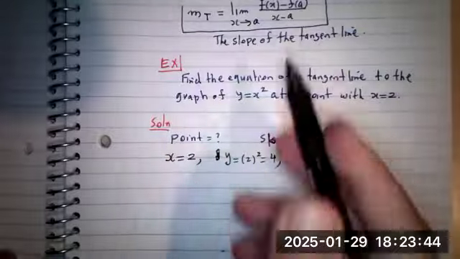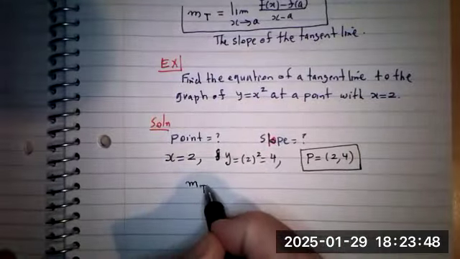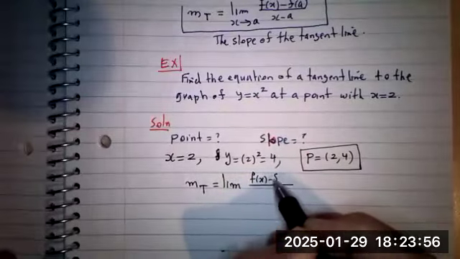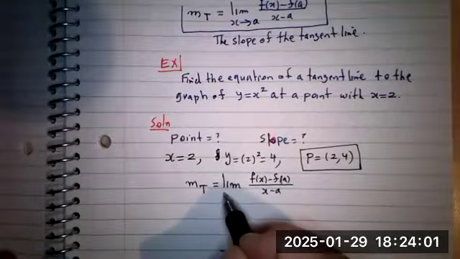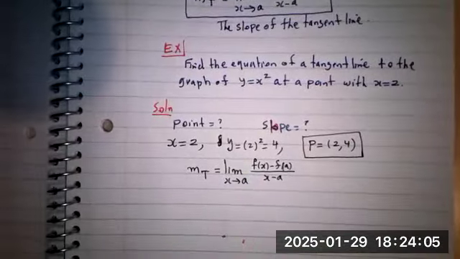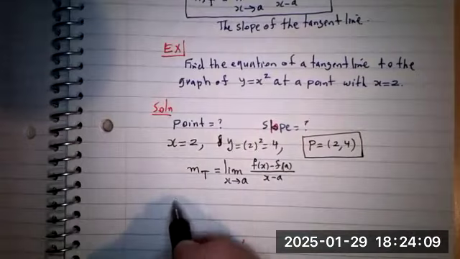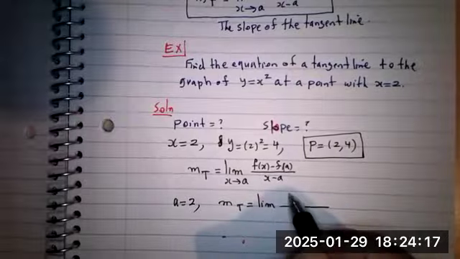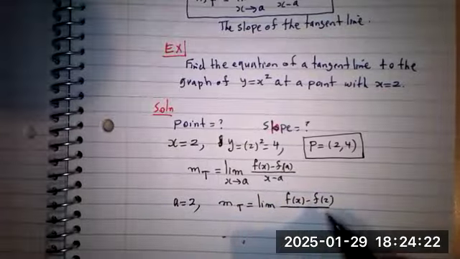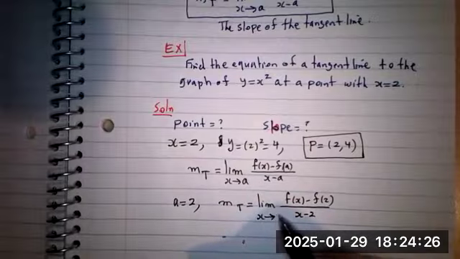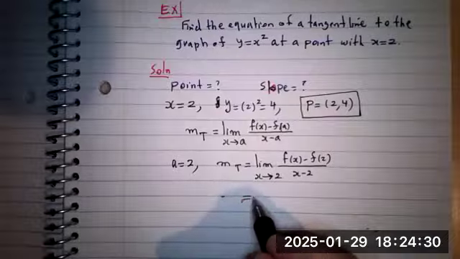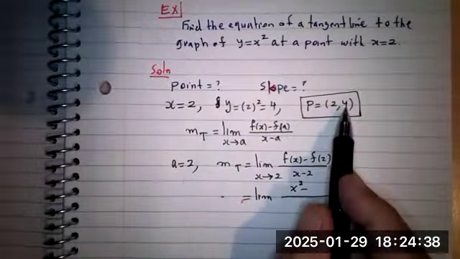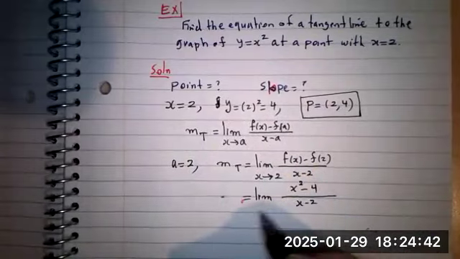Now the slope. We have the formula for it. The slope of a tangent line is the limit of the slope of a secant line, f of x minus f of a over x minus a, like y2 minus y1 over x2 minus x1. Your a is equal to 2. So the slope of the tangent line can be approximated by the quotient f of x minus f of 2 over x minus 2, as x goes to 2. Now we substitute. This is equal to the limit of f of x, the function x squared, minus f of 2, which we already got is 4, divided by x minus 2, as x goes to 2.